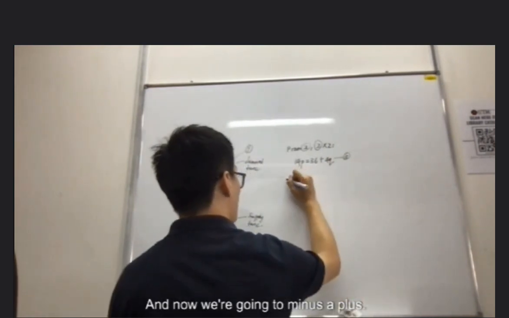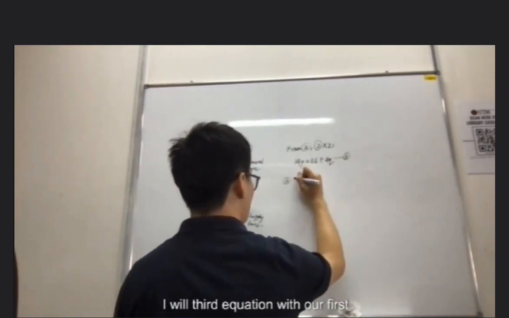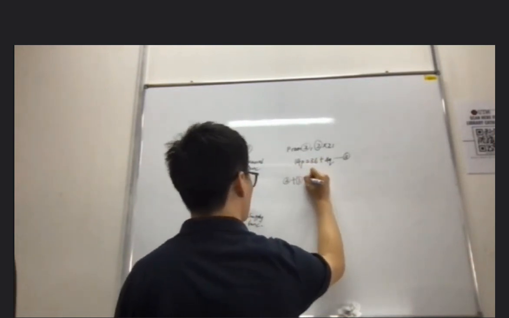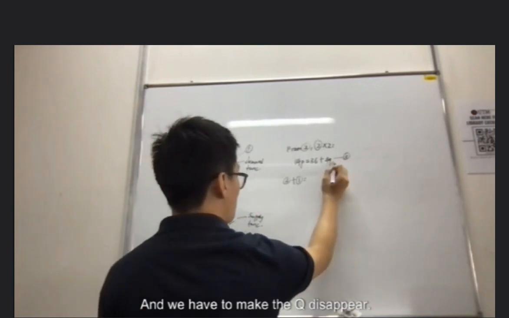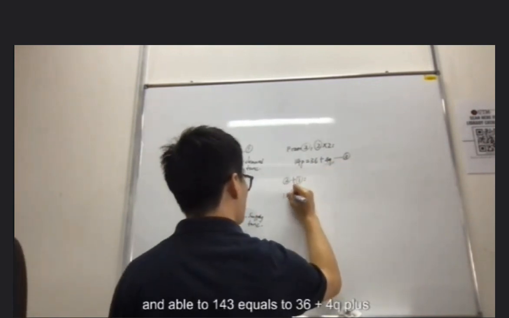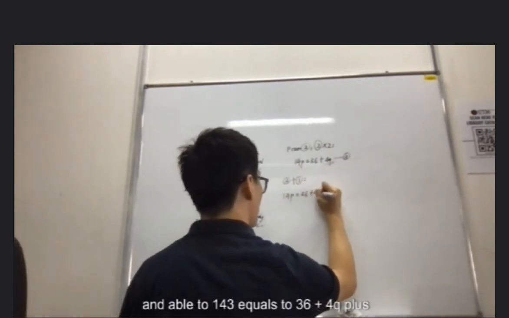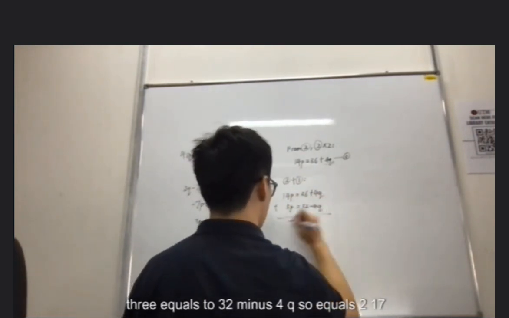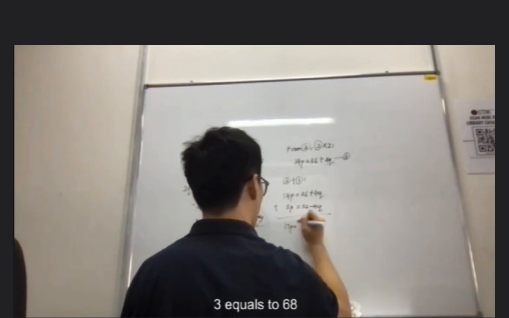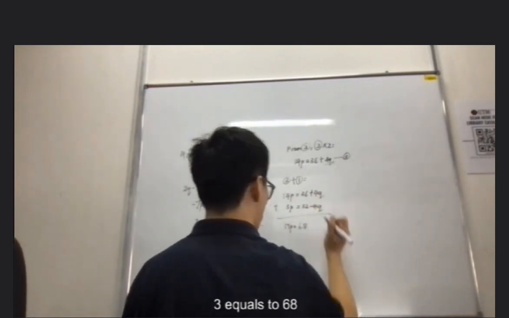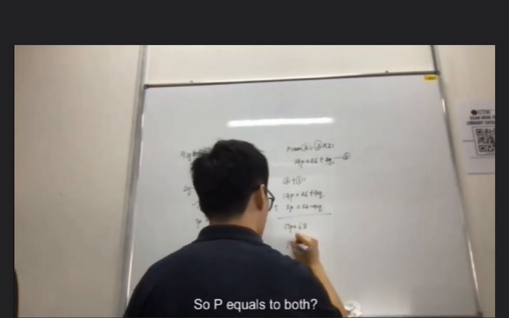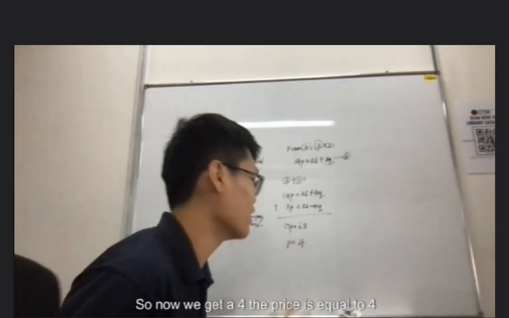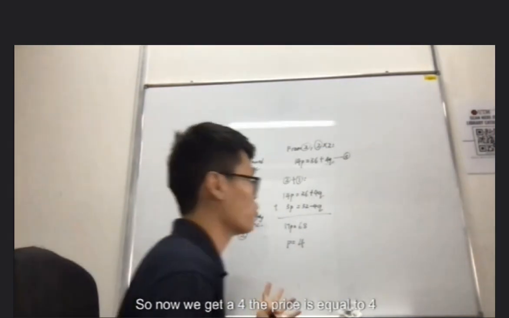Now we are going to add our third equation with our first equation, and we have to make the q disappear. So 14p equals 36 plus 4q, plus 3p equals 32 minus 4q, giving 17p equals 68. So p equals 4. The price is equal to 4.